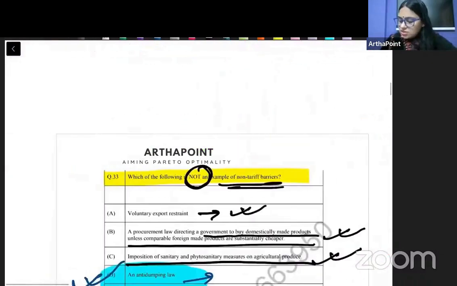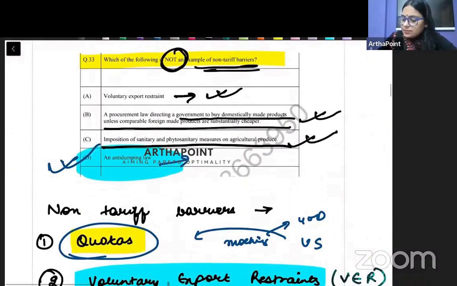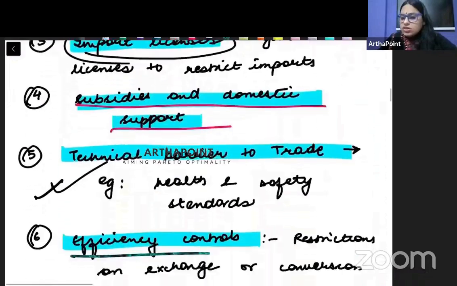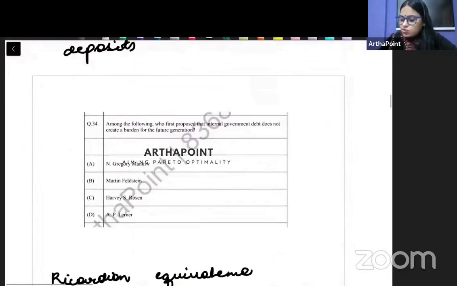So the correct answer to this question will be B. This is not an example of non-tariff barrier. This is a different concept altogether. ये एकदम अलग concept है, right? Okay. Now let's go ahead and come to the next question.